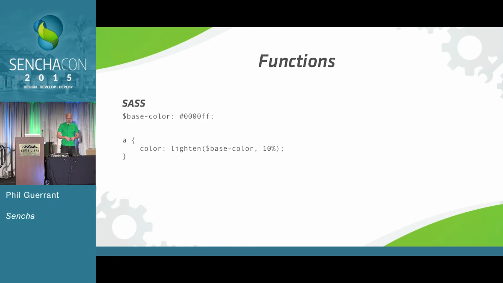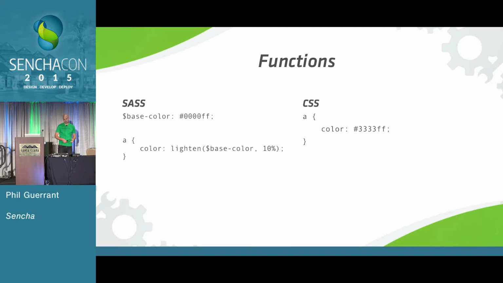Finally, there's functions. Sass includes a lot of default functions like lighten, darken, and mix for colors. You've got math functions like min and max, and string functions. And these are all available out of the box in Sass. In this example, we're taking a base color and passing it to a lighten function, lightening it by 10%. And the result is a new color.